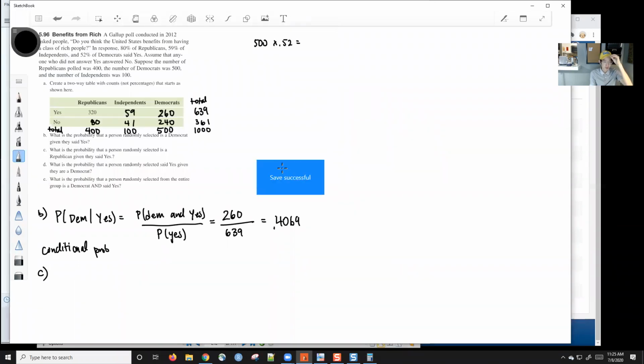Let's see. What's the probability that a person randomly selected is a Republican, given that they said yes?